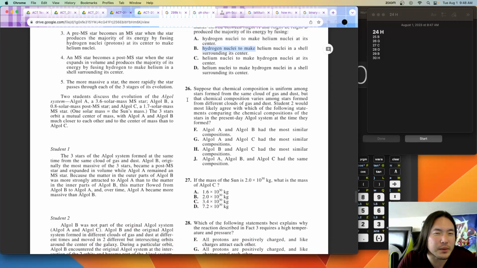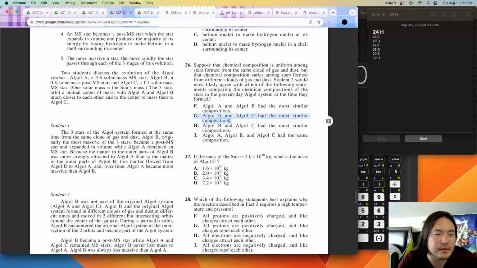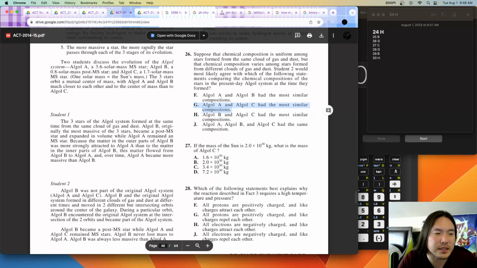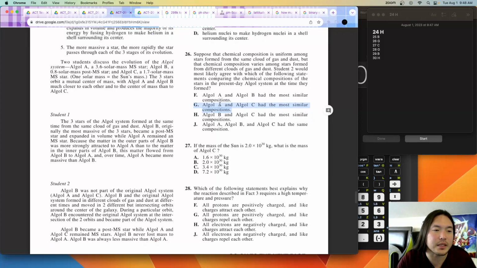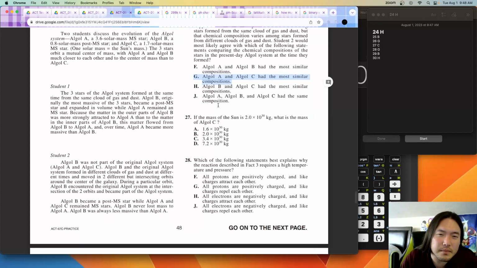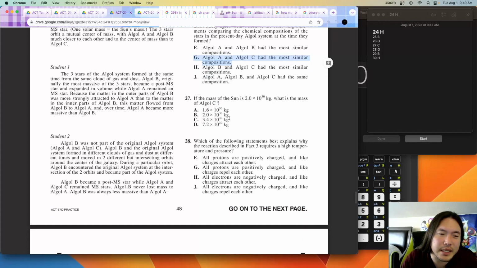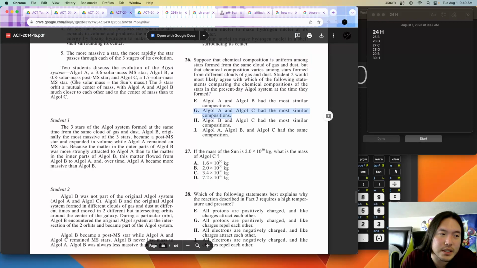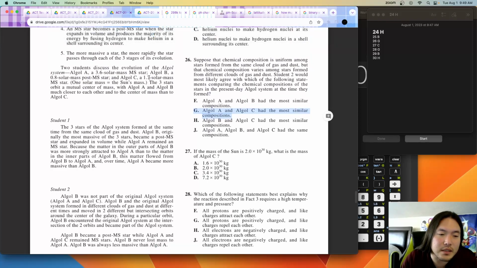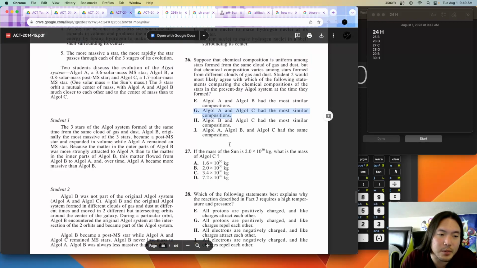And then 26, I wrote down G. That just makes sense. Student 2 thinks that angle B came from some other area. So that probably means that angle A and angle C were made of the same stuff. And then 27, I picked C. This one's just basic math. C is 1.7 times the mass of the sun. So 2 times 1.7 is 3.4.